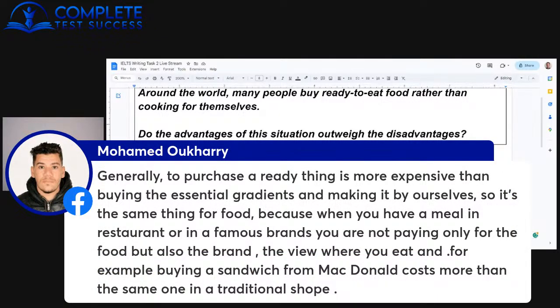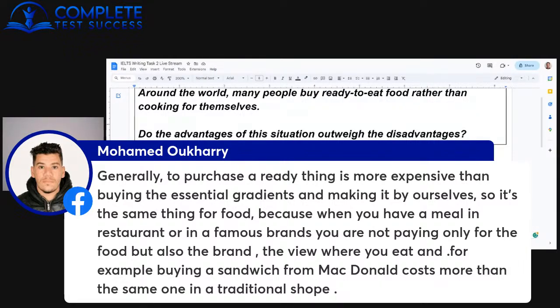Generally, to purchase a ready-to-eat meal is more expensive. So just write down a ready-to-eat meal. I know you're trying not to repeat the language again, but it's the correct thing to say. Generally, to purchase a ready-to-eat meal is more expensive than buying the essential ingredients and making it by ourselves. So it's the same thing for food, because when you have a meal in a restaurant and a famous brand, you are not paying only for the food, but also the brand, the view where you eat. And for example, buying a sandwich from McDonald's costs more than the same one.